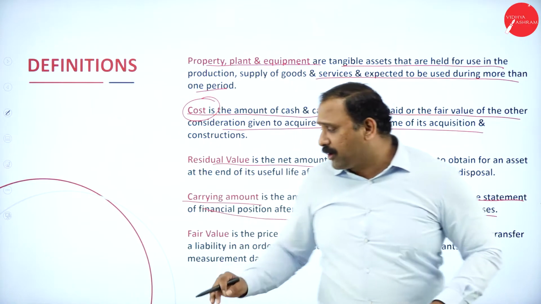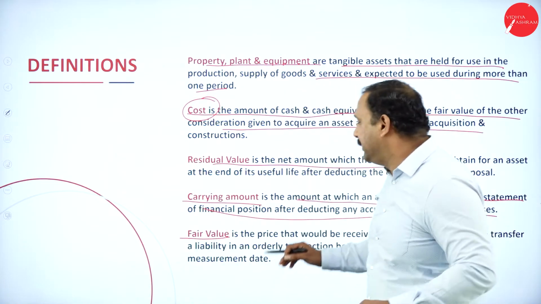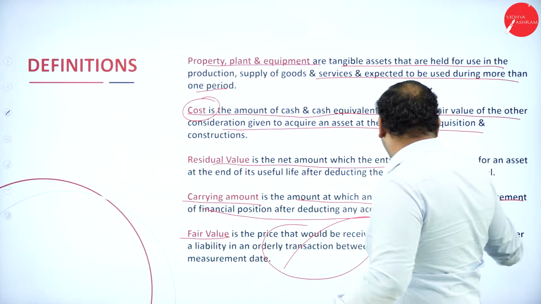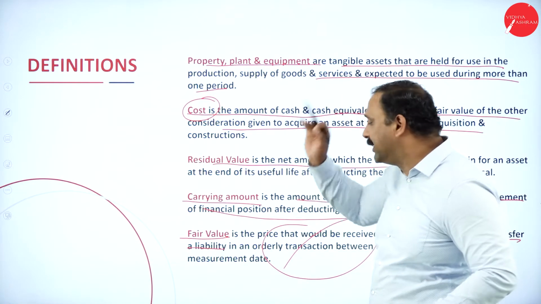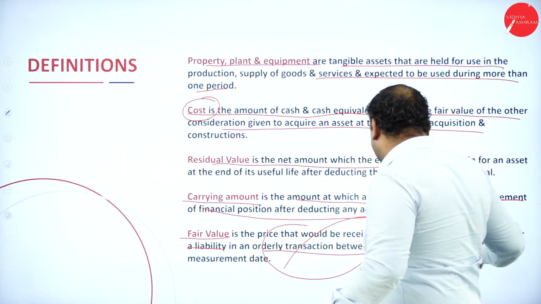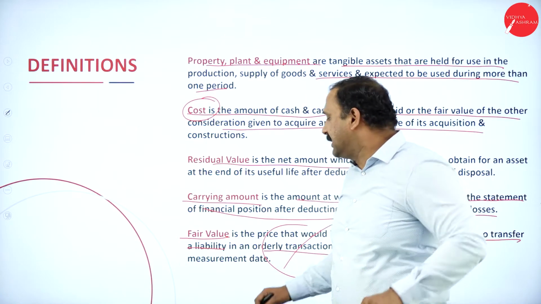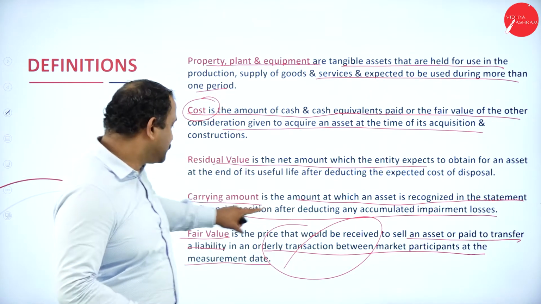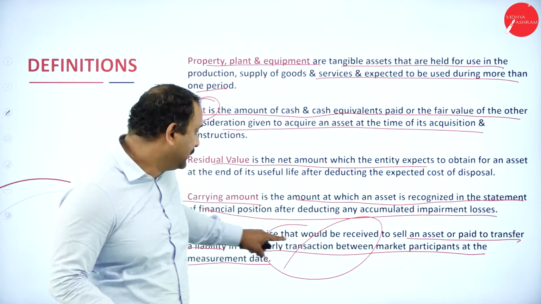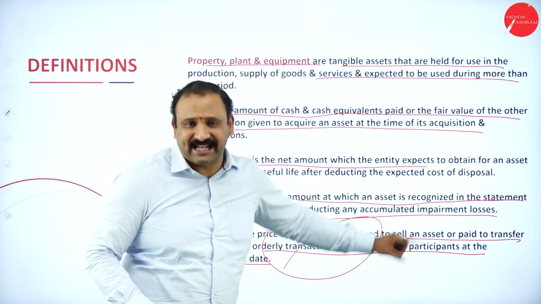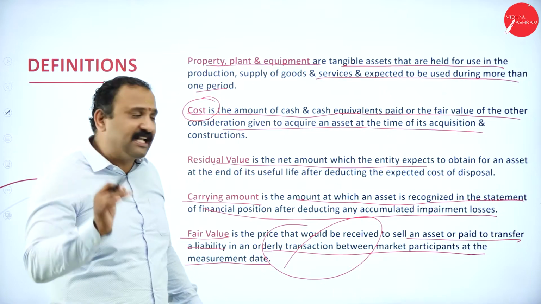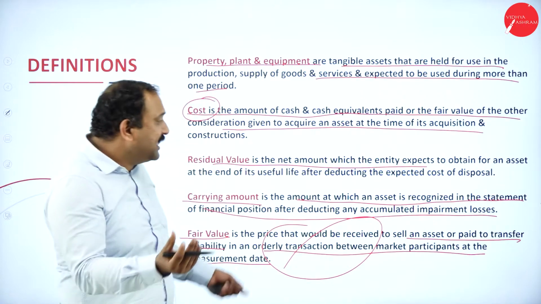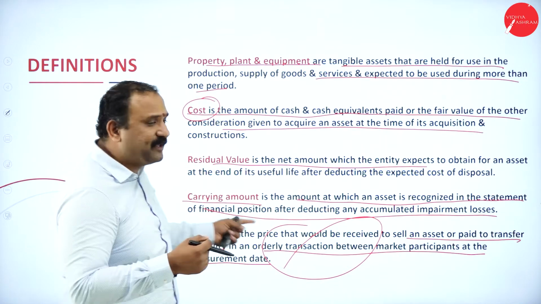Next, we are going to talk about the fair value. What do you mean by fair value? It is the price that would be received to sell an asset or paid to transfer a liability, in an orderly transaction between the market participants at the measurement date. So this becomes very, very important. Why? Because when you start understanding the fair value here, that would be received in order to sell an asset or paid to transfer a liability. So that is the fair value that you are going to get between the market participants and the measurement date.